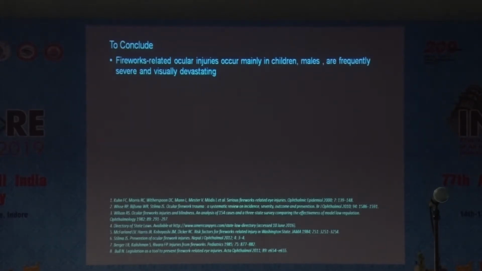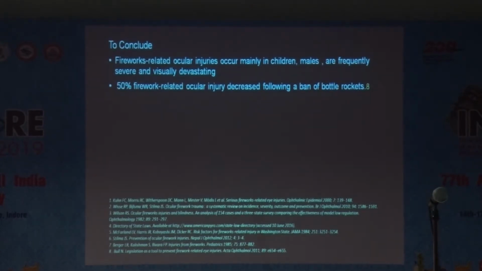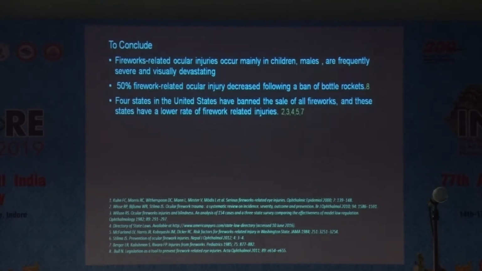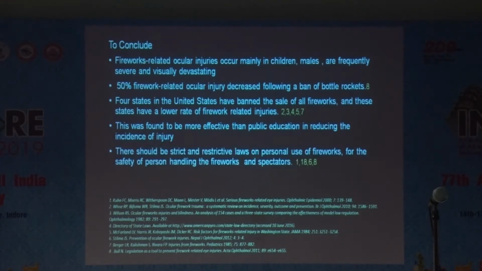Firework-related ocular injuries occur mainly in children and males, and are frequently severe and visually devastating. 50% of firework-related ocular injury decreased following a ban of bottle rockets. In 4 states in the United States which have banned the sales of all fireworks, these states have a lower rate of firework-related injury. The banning of fireworks was found to be more effective than public education in reducing the incidence of injury. And there should be strict and restrictive laws on personal use of fireworks for the safety of the person handling the fireworks and spectators as well.